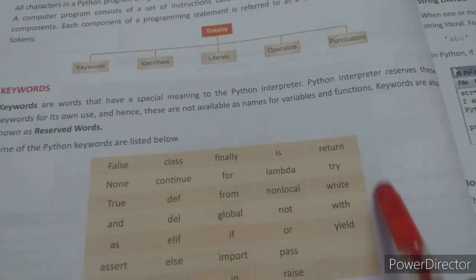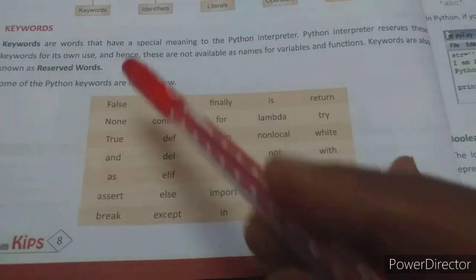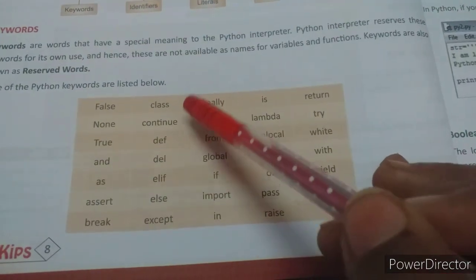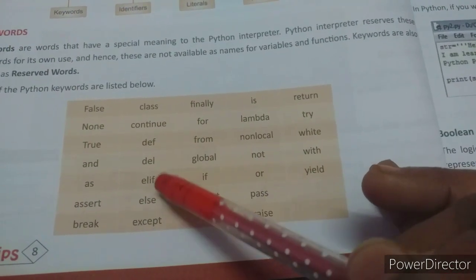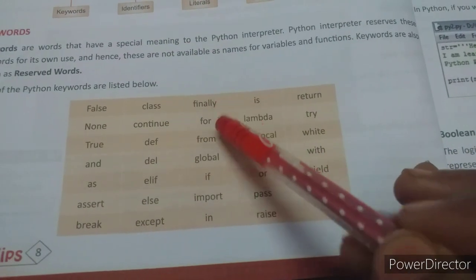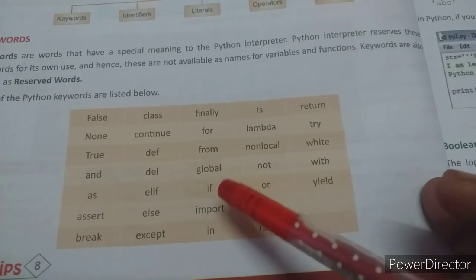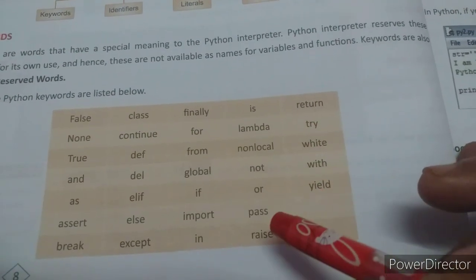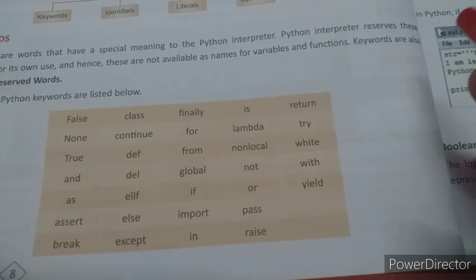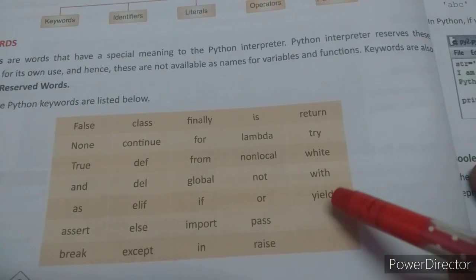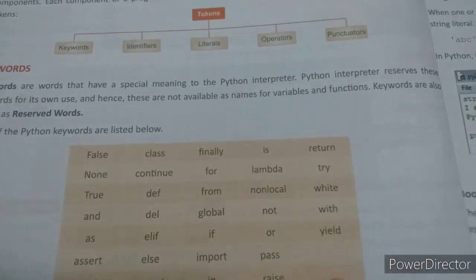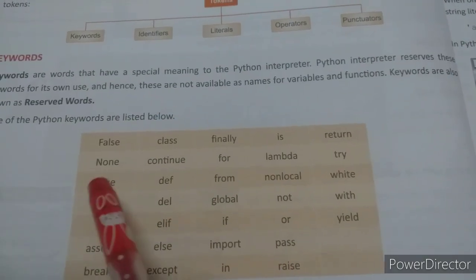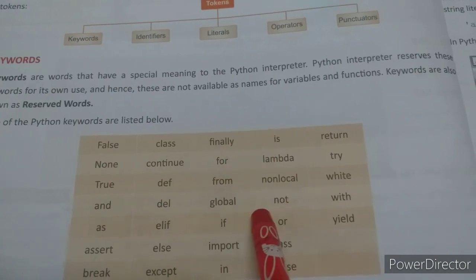Some of the keywords are displayed in this box, let's see them. False, None, True, and, as, assert, break, class, continue, def, del, elif, else, except, finally, for, from, global, if, import, in, is, lambda, nonlocal, not, or, pass, raise, return, try, while, with, yield. These keywords are used for their own special functions, but they cannot be used for our own purpose.